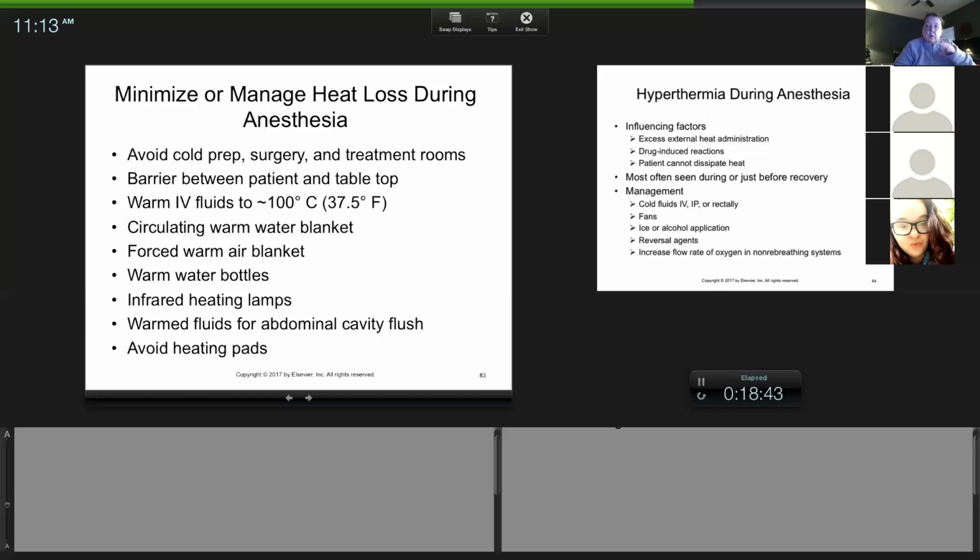The hard thing for you guys in radiology is you can't put them on a heating pad because you're taking x-rays. You can bring a towel in there and cover them in between x-rays, keep them covered, remove the towel when you go to take the x-ray. So there are little tips you can do.